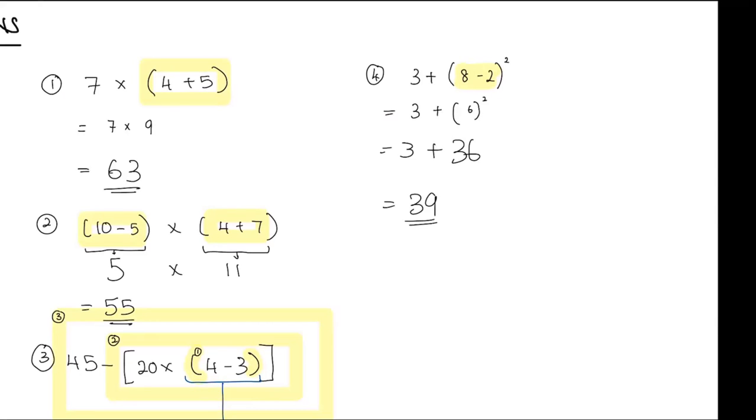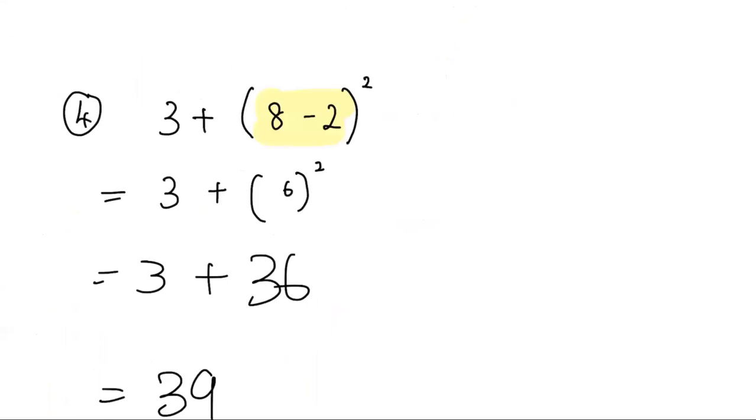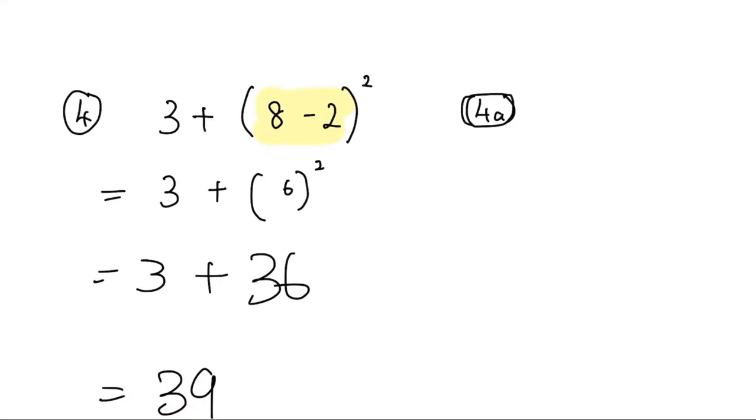Very important to follow the rule. You cannot say that you don't want to follow it. Okay, what if I add something here? Let's just say we have an advanced version: 3 plus 2 times (8 minus 2) squared.